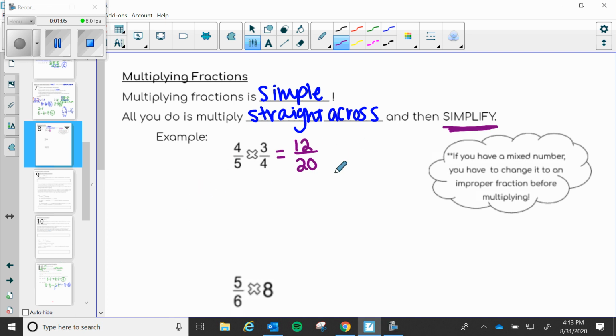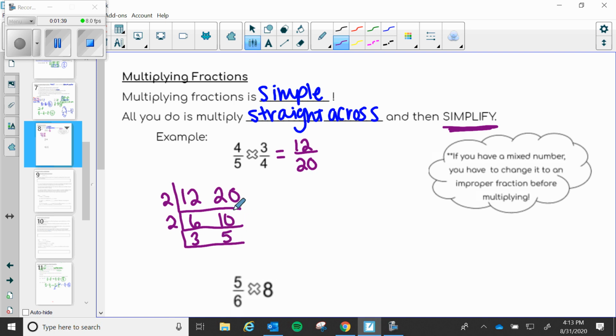So to simplify this fraction, I'm going to put both the numerator and the denominator in a ladder, just like we would for GCF LCM. And I'm going to find a common factor between the two. I know they're both even, so I'm going to do a 2. 12 divided by 2 is 6, and 20 divided by 2 is 10. They're even again, so I'm going to take out another 2. 6 divided by 2 is 3, and 10 divided by 2 is 5.